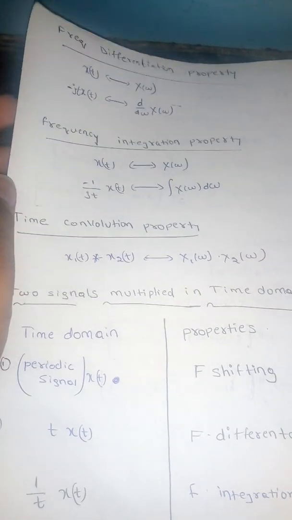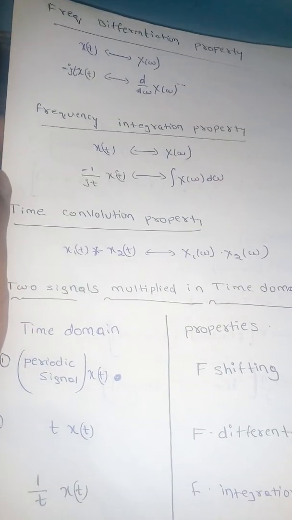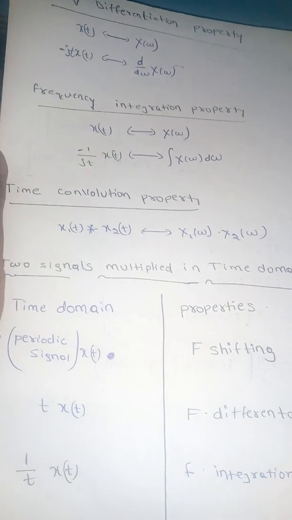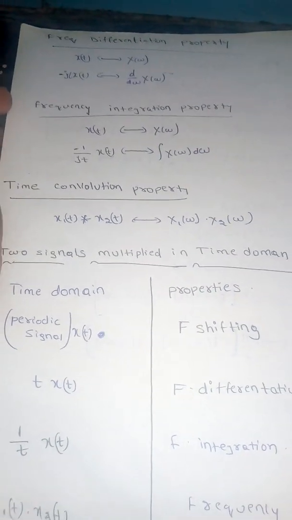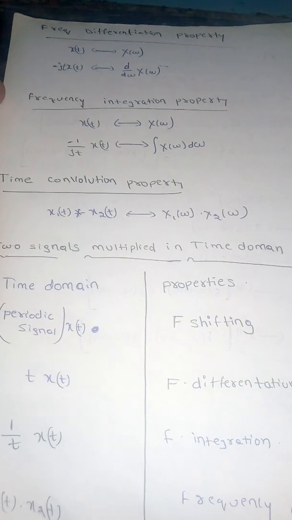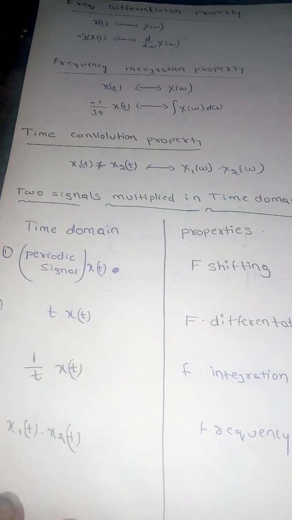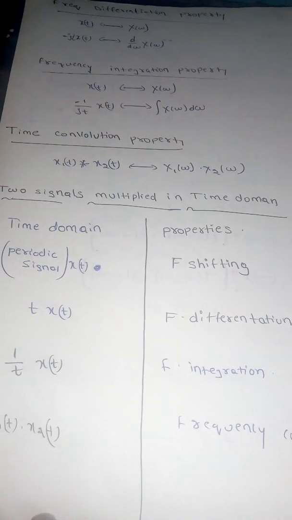Frequency differentiation property: d by d omega of x of omega equals minus jt x of t. Frequency integration property equals minus 1 by jt x of t. Time convolution: if they are convolved in the time domain, they are multiplied in the frequency domain. When two signals are multiplied, always apply a frequency property. That is, if multiplied with a periodic signal, frequency shifting. If multiplied with 1 by t, frequency integration. If they are multiplied, frequency convolution.